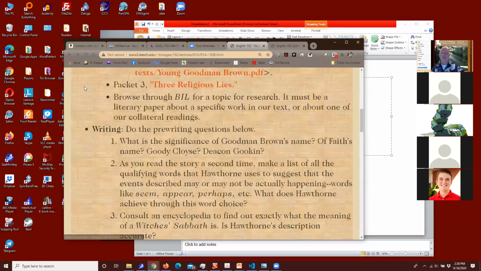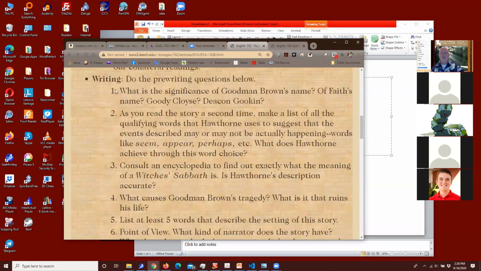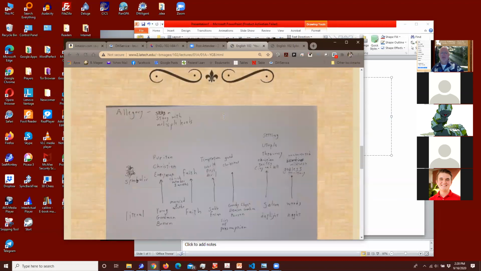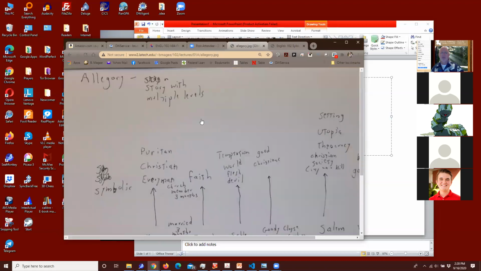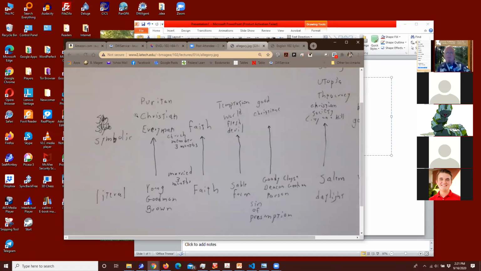There are questions. All right. So we had a question about name significance. And here we get to the term allegory. This is an important word for literature, especially for Hawthorne. He's very allegorical in his writing. And allegory simply means a story with multiple levels, where the symbolic level holds together and follows the plot. So most stories have some level of symbolism, but in an allegory, it's thoroughgoing. It goes through the whole story.